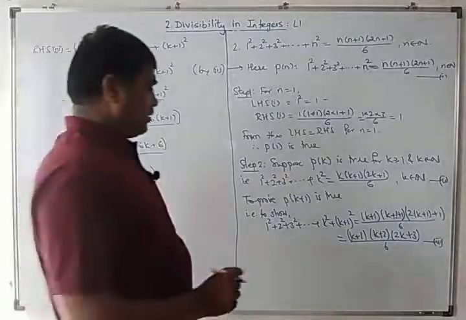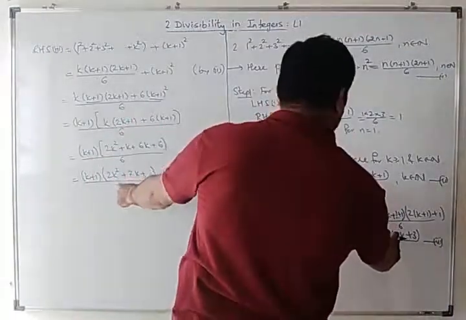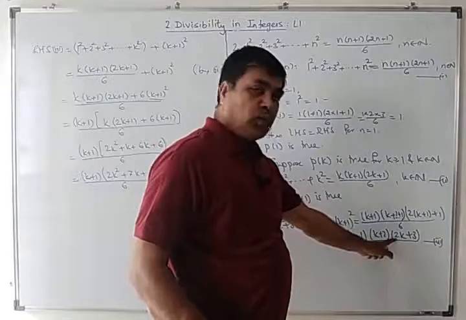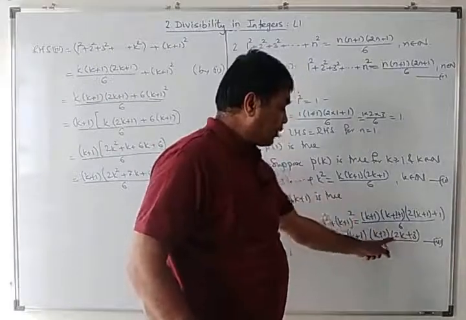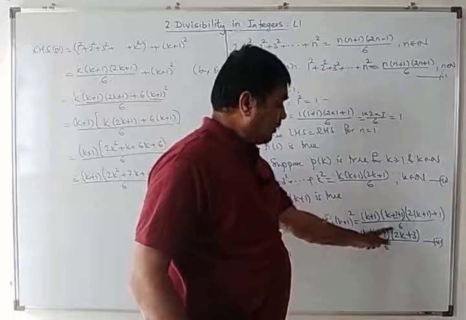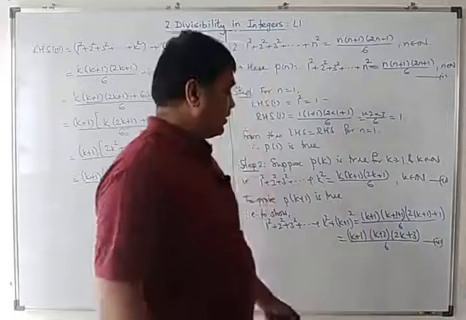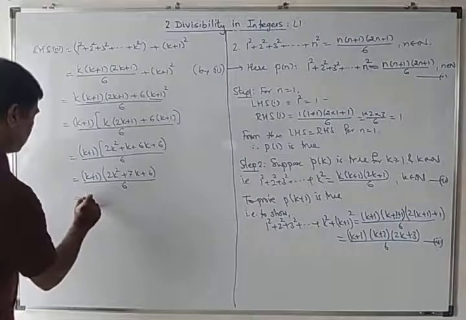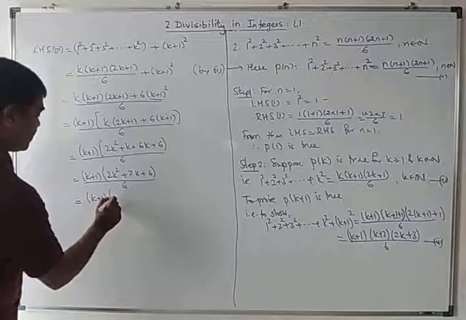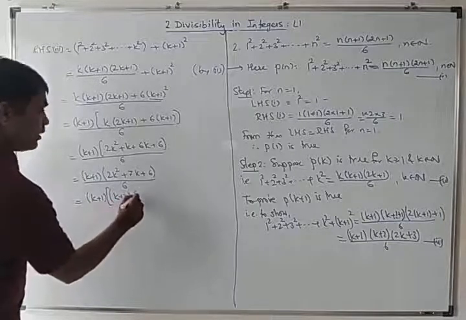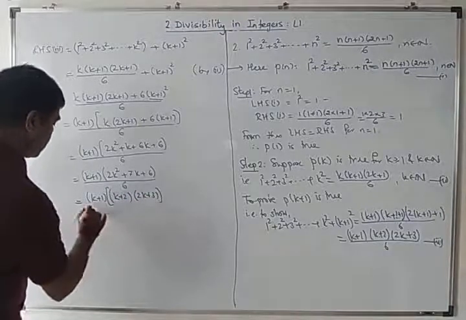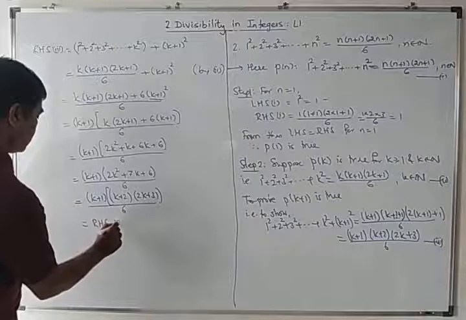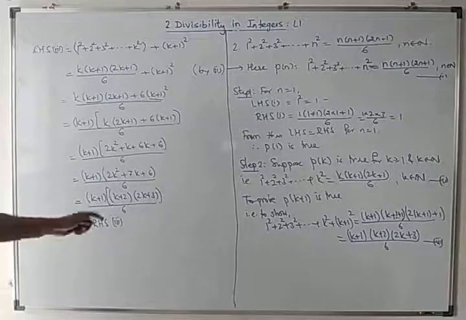Now here if you observe this one, k into 2k, that is 2k square, k into 3, 3k, and 2k into 2, 4k, 3k plus 4k, that is 7k, and 2 into 3, that is 6. Means these two are factors of this quadratic expression. So this equals k plus 1 into k plus 2 into 2k plus 3 upon 6, and this is exactly right hand side 3. Thus P of k plus 1 is true.